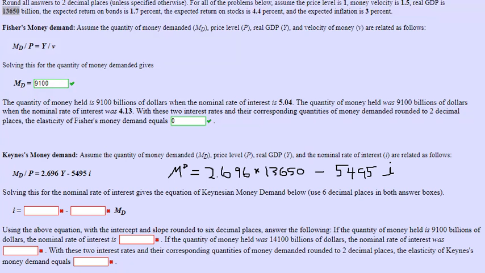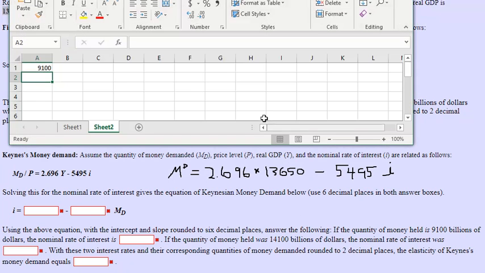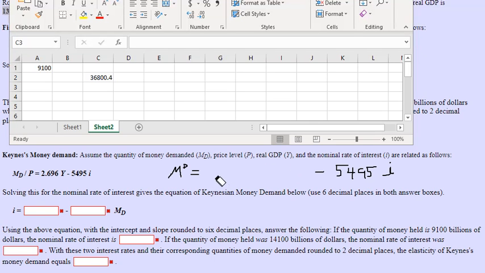So let's open up an Excel. I'm going to calculate that value, 2.696 times 13650, and that equals 36,800.4. So I'm going to go ahead and get the eraser here. I'm going to erase this part. Okay, then I'm going to get my pen back. And I'm going to write 3680.4, right?